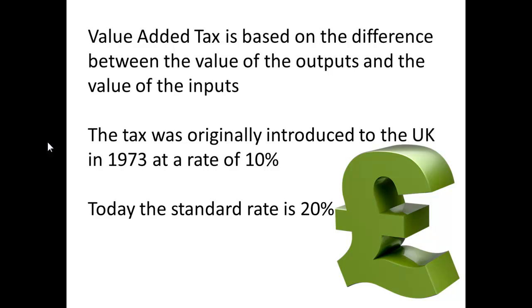Value-added tax, or VAT for short, is based on the difference between the value of outputs and the value of inputs. The tax was originally introduced into the UK in 1973 at a rate of 10%. At one time it actually went as low as 8%. But today, like all taxes, it just seems to have gone up, and it is now 20%.